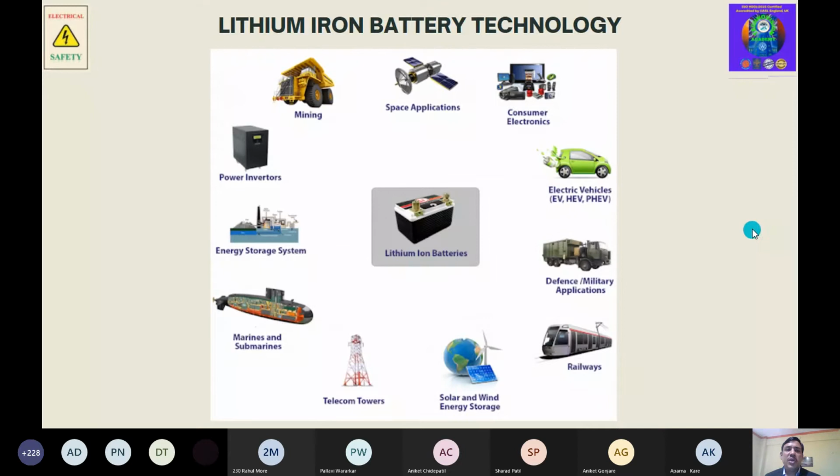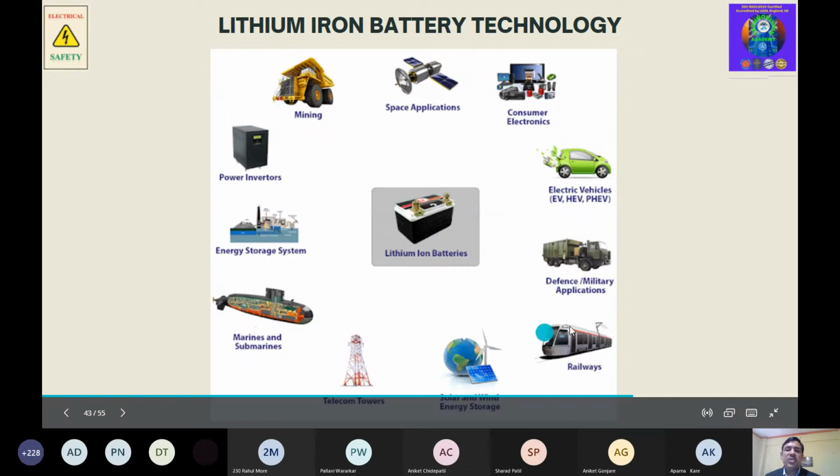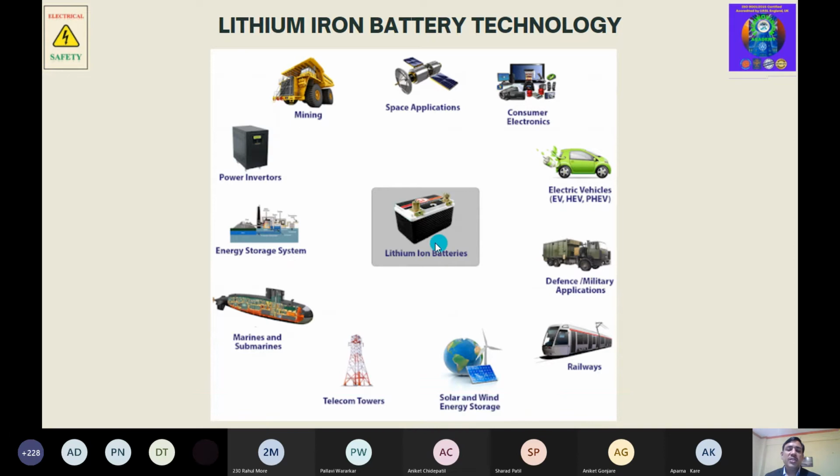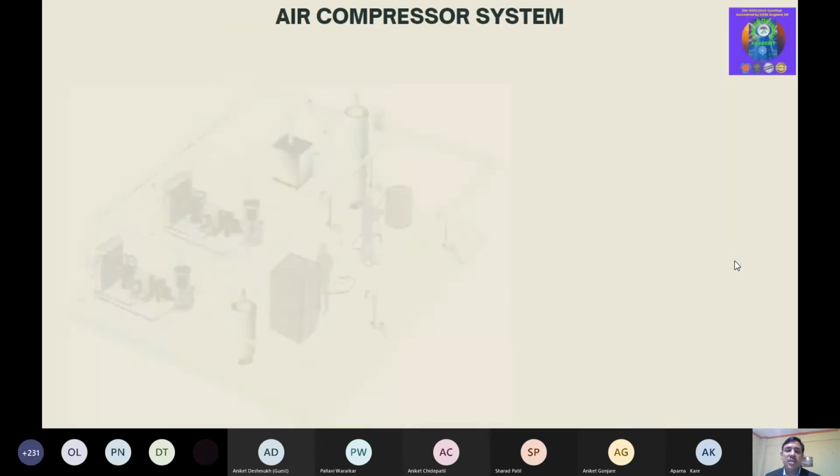And now there is a trend of lithium ion battery technology, which is mostly used for electrical vehicles and for different applications, communication, railways. There are so many applications of this technology. It has the highest charging capacity and duration, and the highest rating can be achieved with this technology.